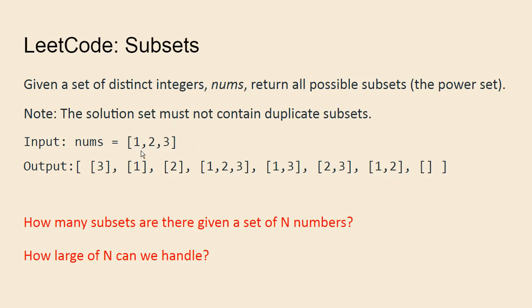So the input is given in an array, and this is an example. If we have a 3 element set, 1, 2, 3, then the output consists of 8 subsets.